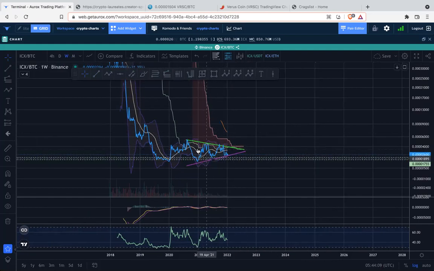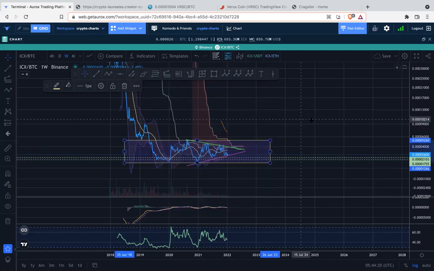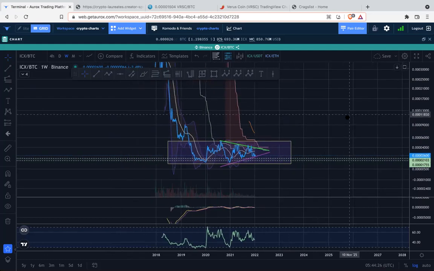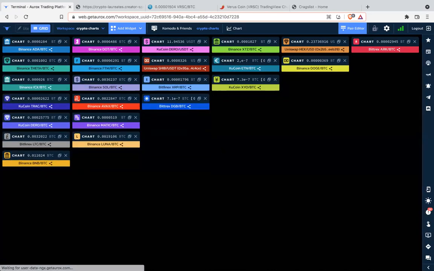This was the 2021 right here. So we are going to first unhide the rectangle. Anyway, okay, so that's that. I think I'm going to leave it like that for now. That's ICX.